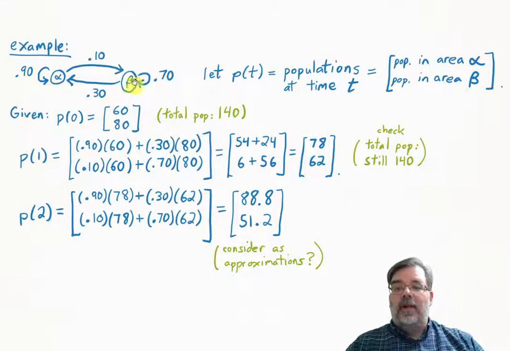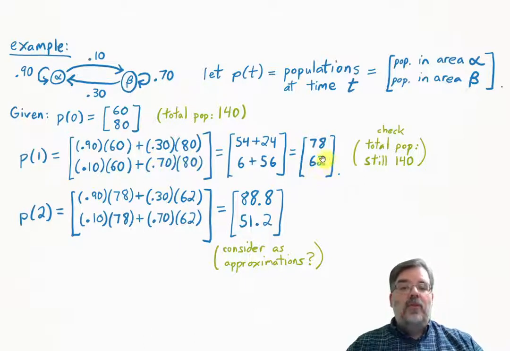To calculate the population in area beta, right, we know that 10% from area alpha migrates over to area beta. And so 10%, or 0.10, times that original 60 from alpha, plus 70% of the population that was originally in area beta stays there. And so 70% of 80, so that's 0.70 times 80.